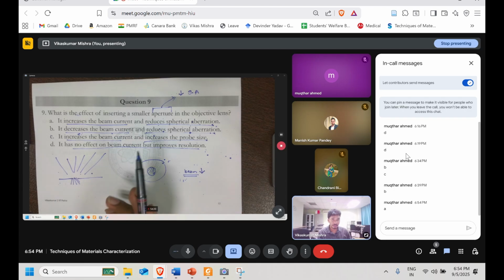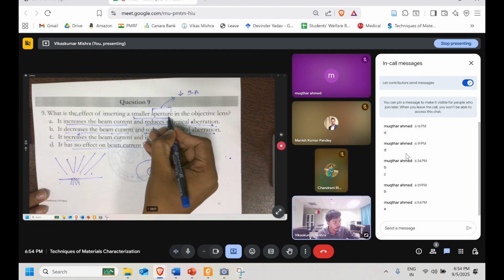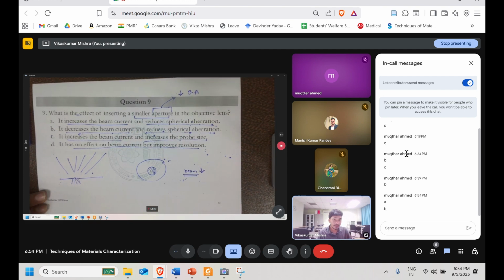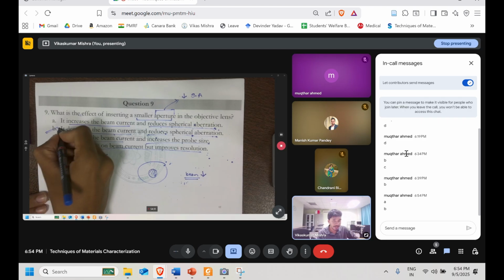A, B, C, or D? So Ahmed, we were just told about a smaller aperture, like we are inserting the aperture, right? Yeah, very good. The right answer is option B.